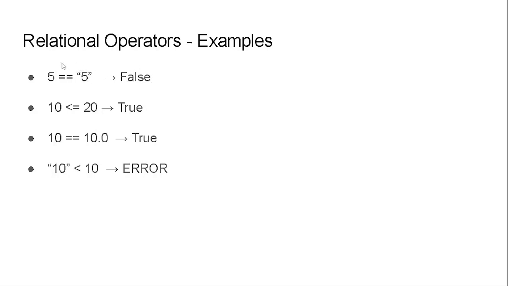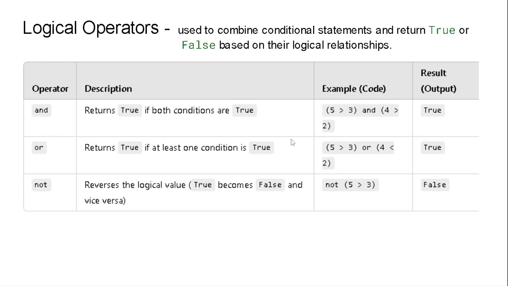So the number 5 equal to the string 5 becomes false. You can compare a string with a number. Both are 5, but one is a string and the other is a number, so they are not equal. It returns false. And a number and its floating point value are considered equal, so 10 equal to 10.0 is true. Whereas the string 10 less than 10 gives an error, because using less than or greater than, you cannot compare two different data types like string and numbers.